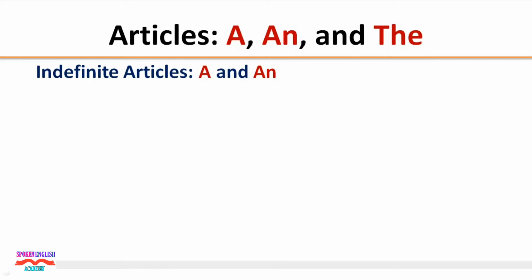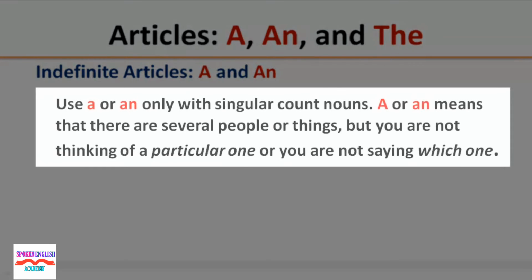Indefinite articles a and an. Use a or an only with singular count nouns like student, book, apple, etc. A or an means that there are several people or things, but you are not thinking of a particular one, or you are not saying which one.